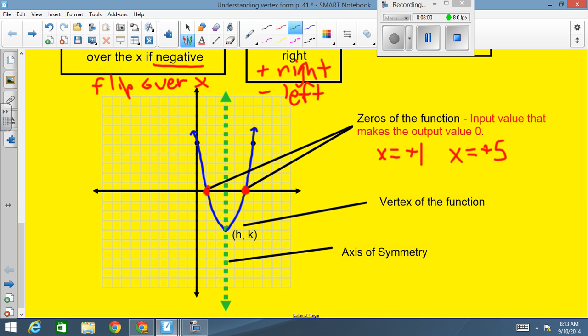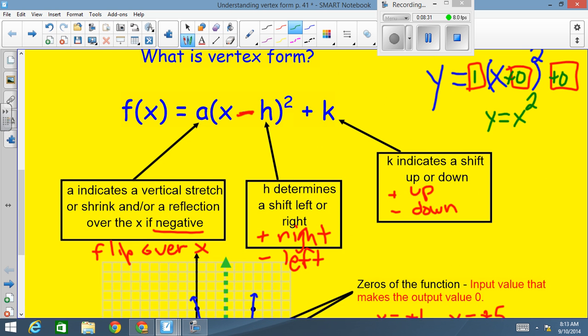A couple other things here of note are the vertex. Now the vertex is right there. You'll note that this vertex goes to the right 3 and then down 4. That's the vertex of this function, 3, -4. So when you think about shifts, that's a shift to the right 3 and then down 4. So that 3, -4 corresponds right here with my h and my k, because I went to the right 3 and then I went down 4.